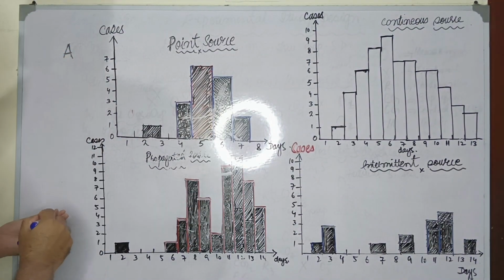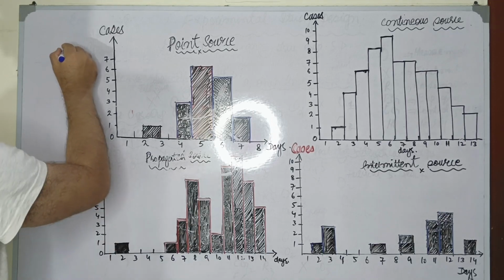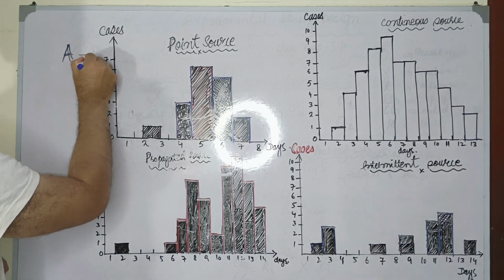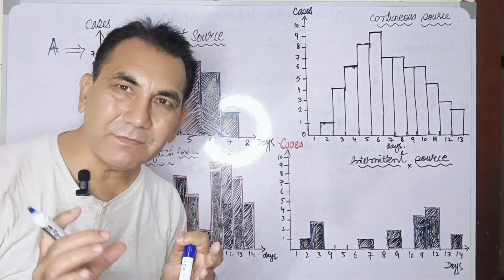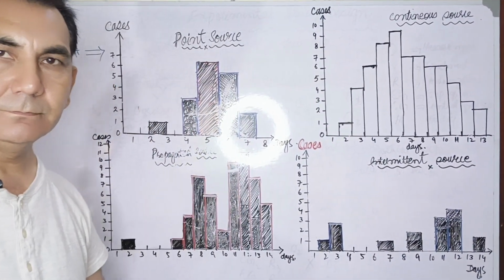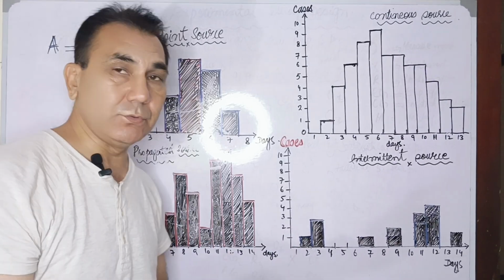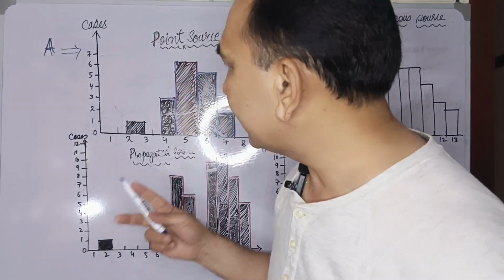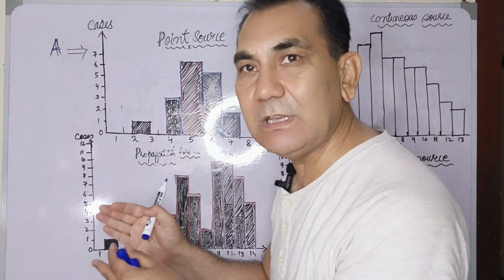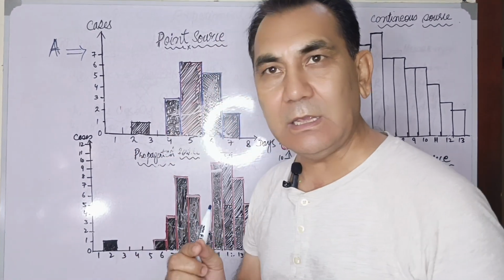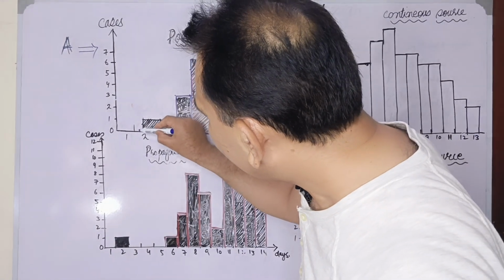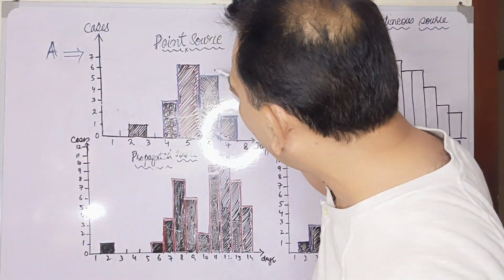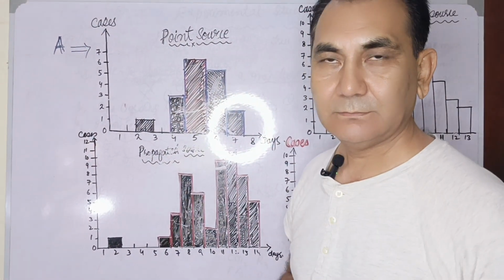is the A graph. Now the name of this A graph is the point source. And what is the point source? The point source is the time at which any disease or event has happened, and it increases the number of cases.